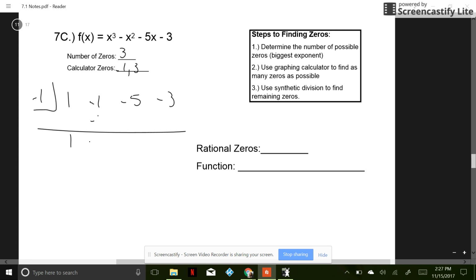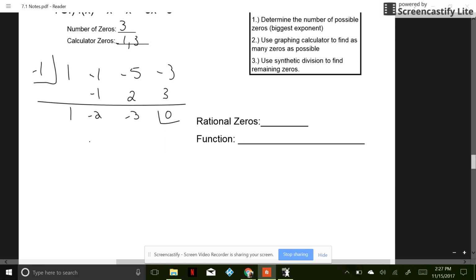Multiply -1 times 1 is -1. Adding, we get -2. Multiplying -1 times -2 is +2. Adding to get -3. -1 times -3 is +3. Adding to get to 0, as we'd expect. Rewriting our new function, we have x squared minus 2x minus 3. Two terms that multiply to get -3 and add to get -2. We have x minus 3 and x plus 1.